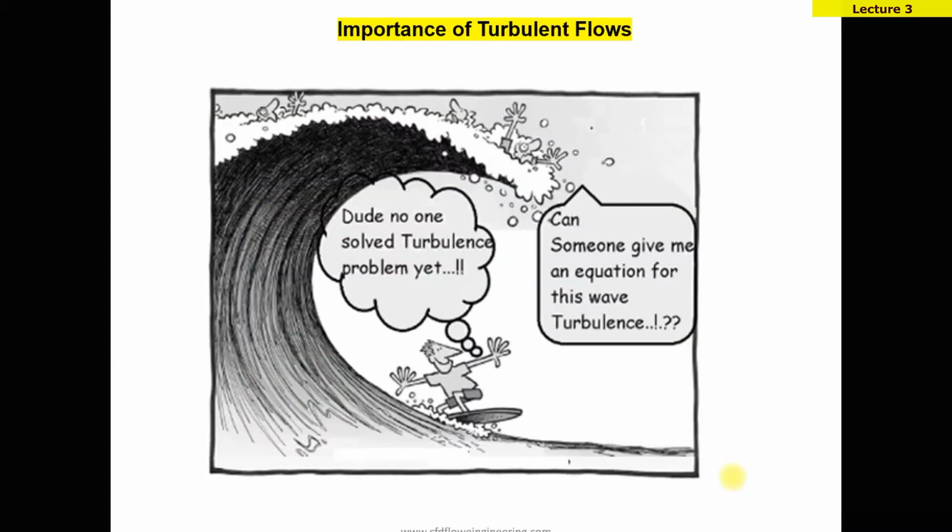And here I presented one caricature. One person is surfing on the surface of the ocean, and he is trying to solve the turbulent flow problem. There is a second person at the top of the ocean wave. He is stuck and is finding the turbulent equation. If we don't have a turbulent equation, that means we can never solve the complex problem of turbulent flow. That is the motive behind presenting the caricature here.